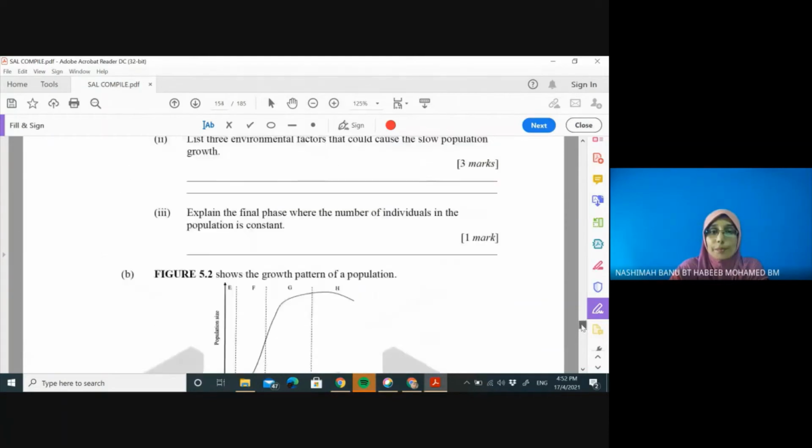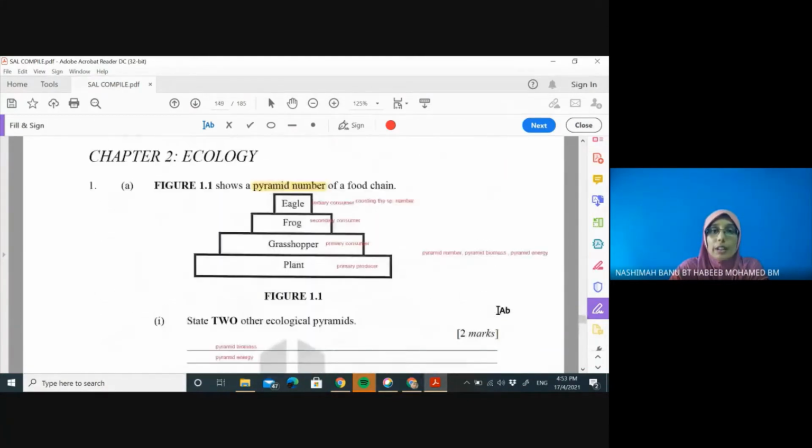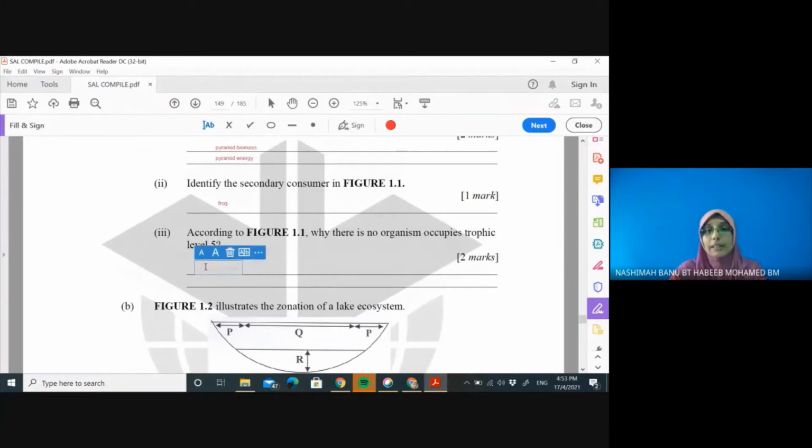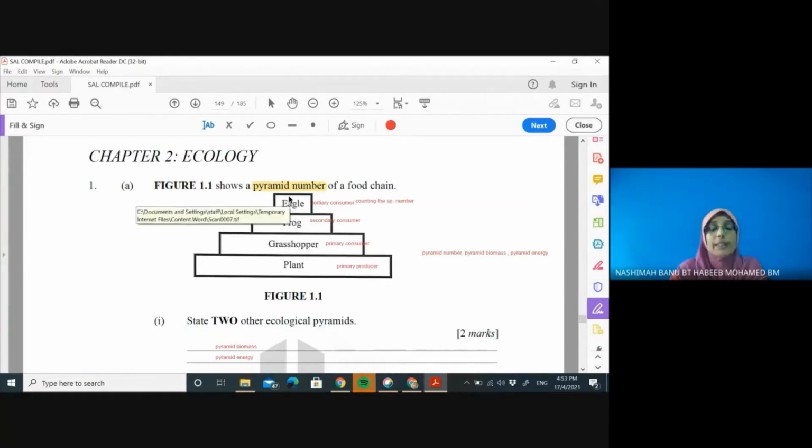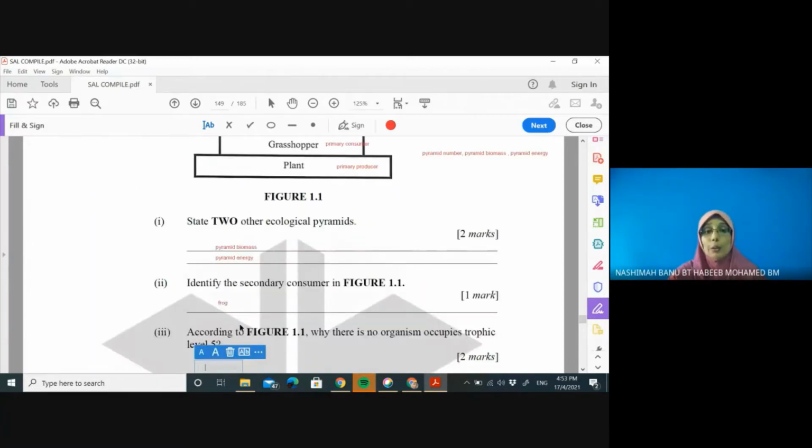So we go back. If you look here, there are only 1, 2, 3, and 4. What actually happens at trophic level 5? As you know, from one level to another, what happens to the energy flow? Yes, the energy flow will become lesser. From plant to grasshopper, only about 10% of the energy can be passed through. What happened to the rest? Yes, it is lost to the environment as heat energy, or through respiration, excretion, or some of the organisms die and are not consumed by other consumers. So how are we going to answer here?